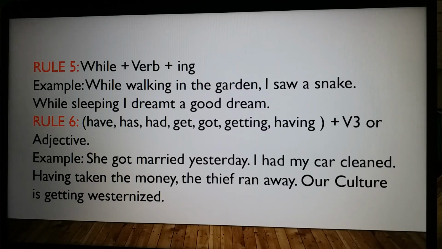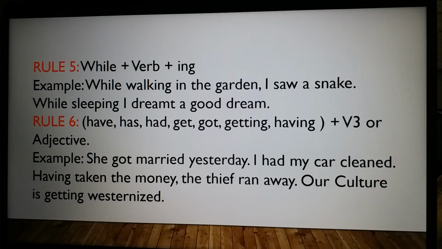Rule 6. Have, has, had, get, got, getting, having, plus V3 or verb past participle. After these words, you need to use the verb in third form or past participle. Look at the example. She got married yesterday. I had my car cleaned. Having taken the money, the thief ran away. Our culture is getting westernized.